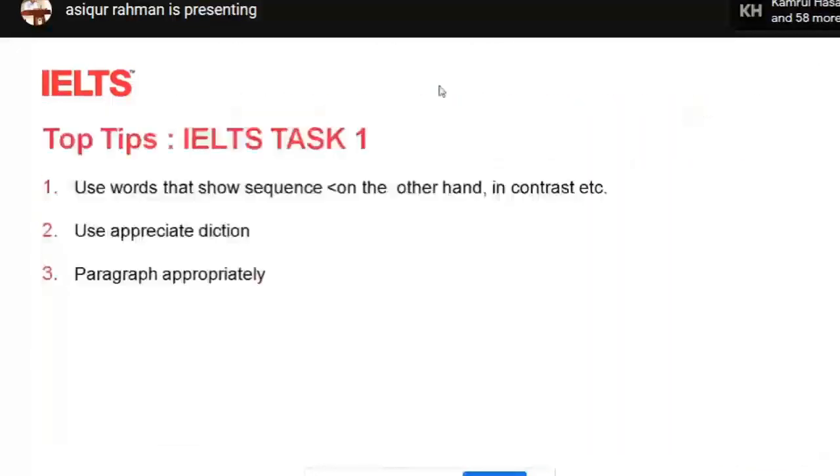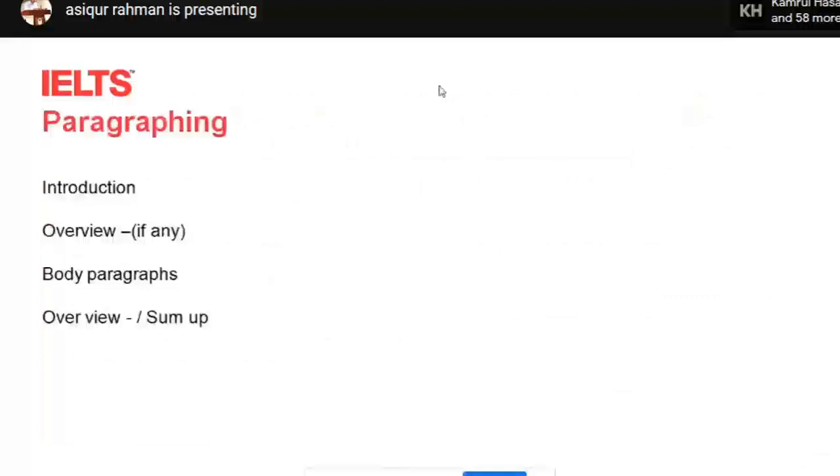So the introduction is actually not a very important part of the report. Sometimes even if you don't write it, there will be no big problem. The introduction means, even in the question, what is the graph about? So you just reword it. Don't copy it from the question, rephrase it.